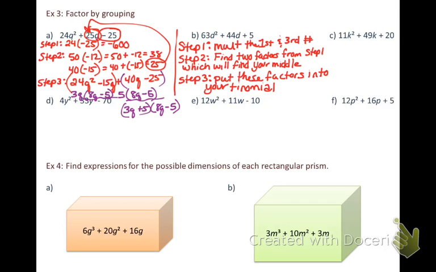Okay. Since we don't have any space over here, I'm going to do E, and we'll work together through. So first you're going to multiply the 12 and the negative 10 together, so you go 12 times negative 10, which equals negative 120. And you need to find some factors of 120.